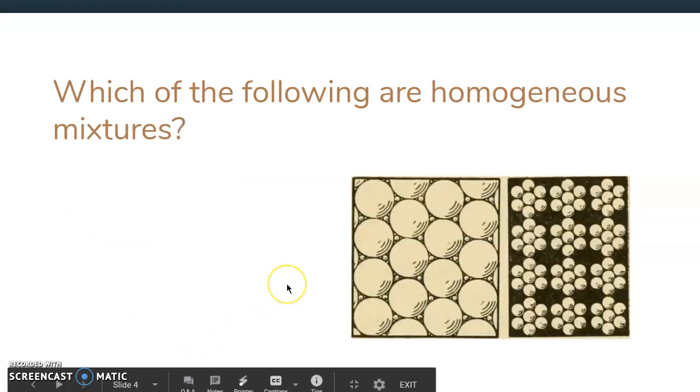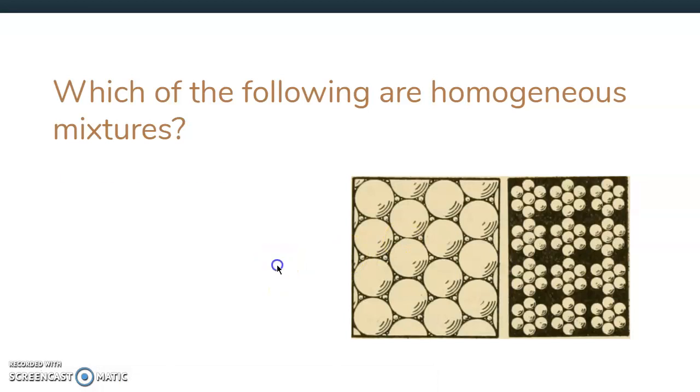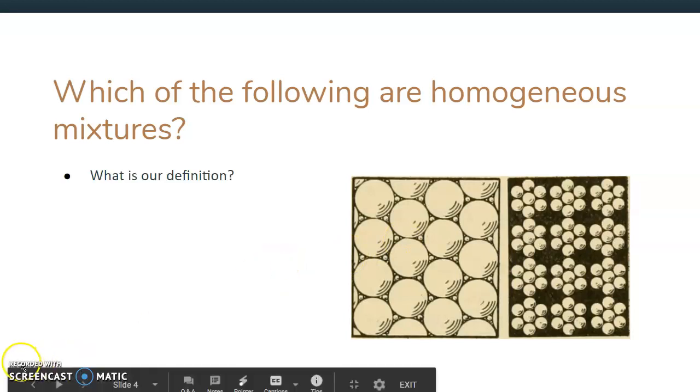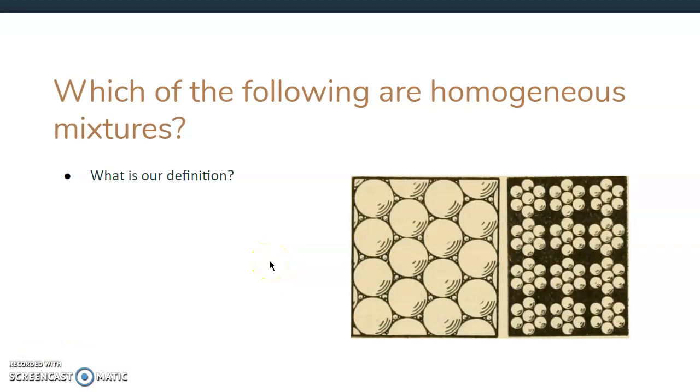Now let's talk about homogeneous mixtures. So, let's again remember our definition. Our definition states that a homogeneous mixture is a mixture with uniform composition. So I love these pictures as examples because they all look the same. Every circle looks the same as another.